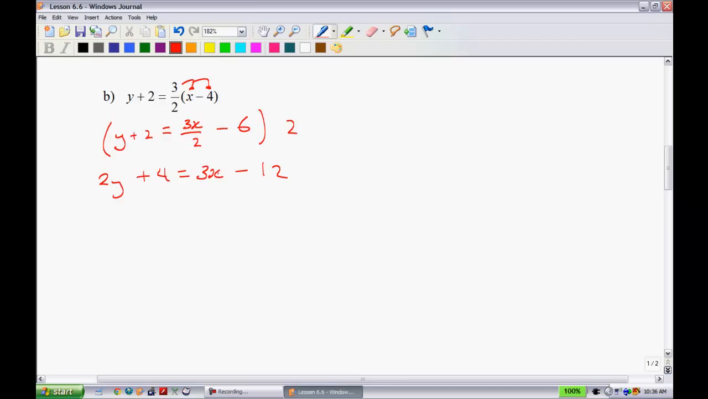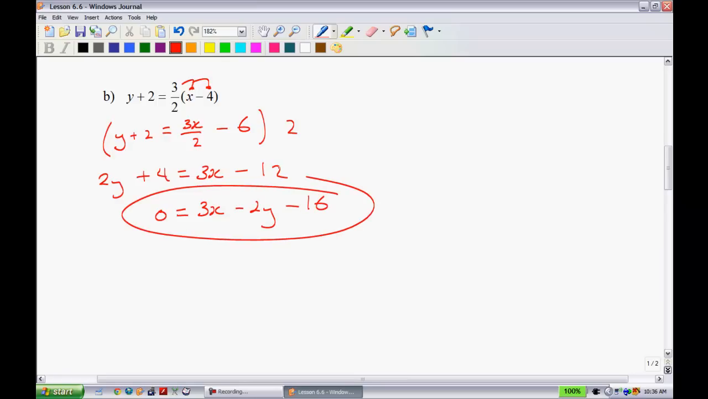Why I say that is, notice that the x is already positive over there, so you might as well move everything over there to meet it. So I'm going to have 0 is equal to 3x minus 2y minus 16. Moving the negative 4 over, combining it with the negative 12, gives you that equation written in general form.